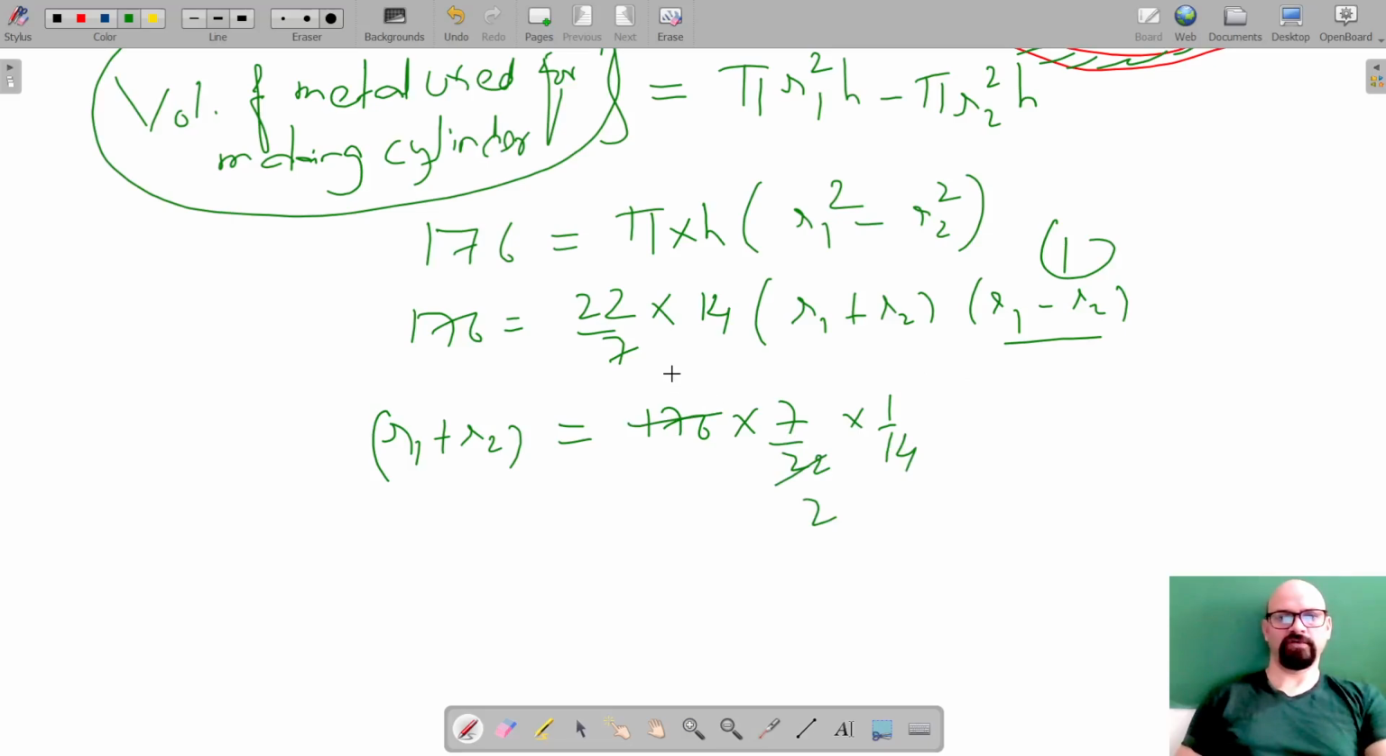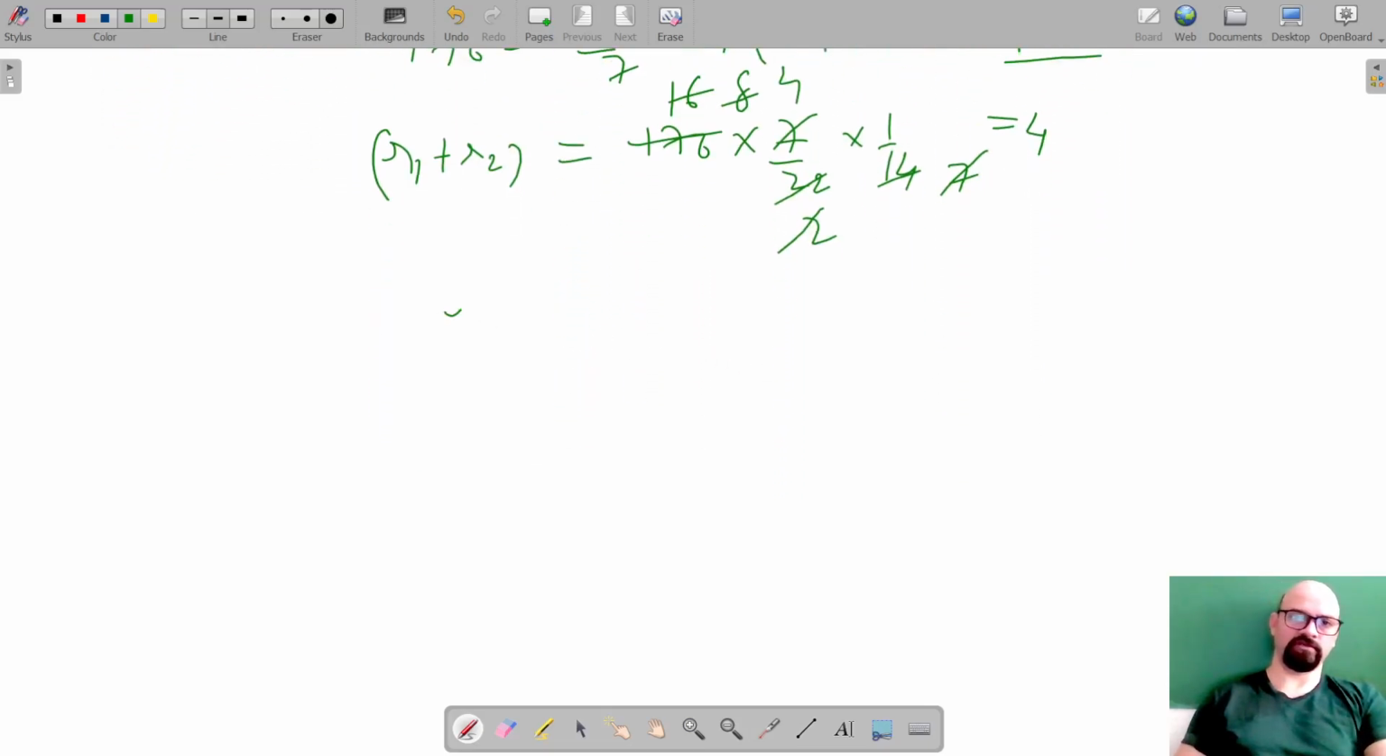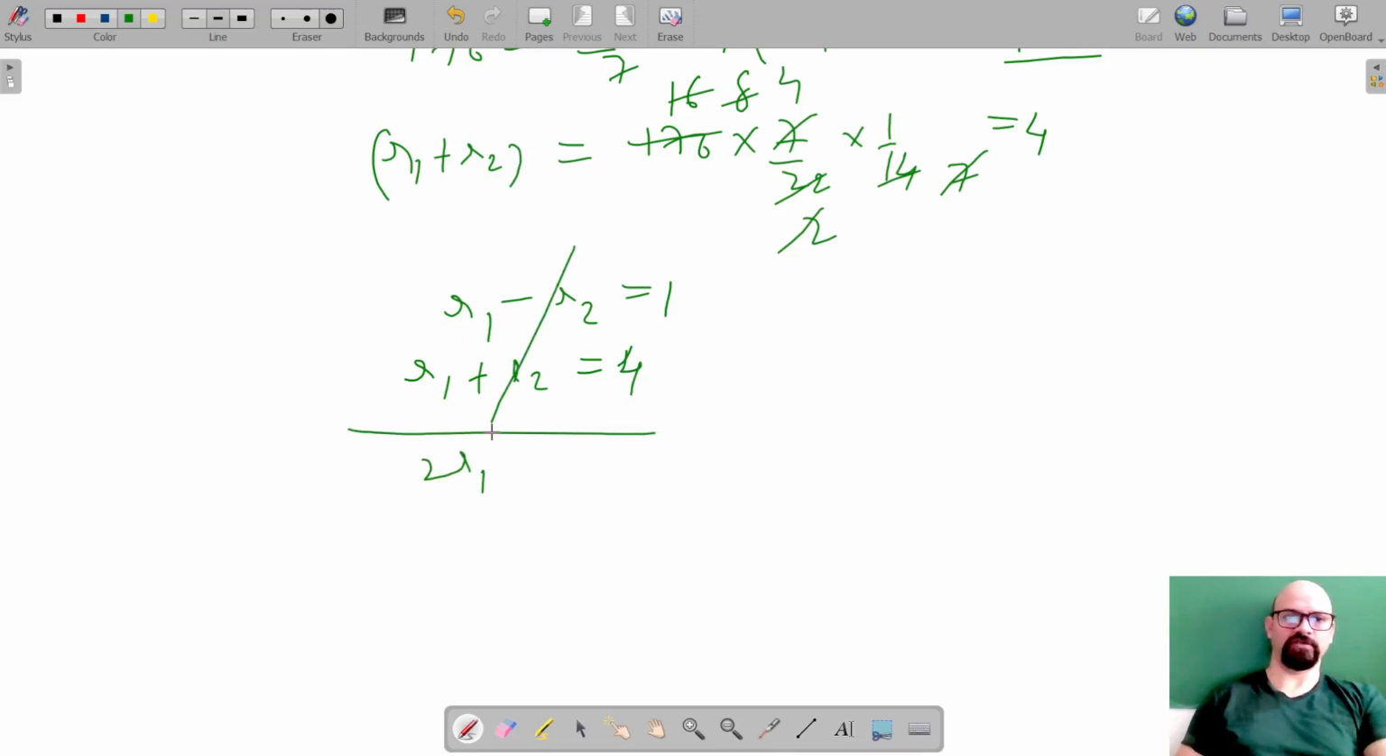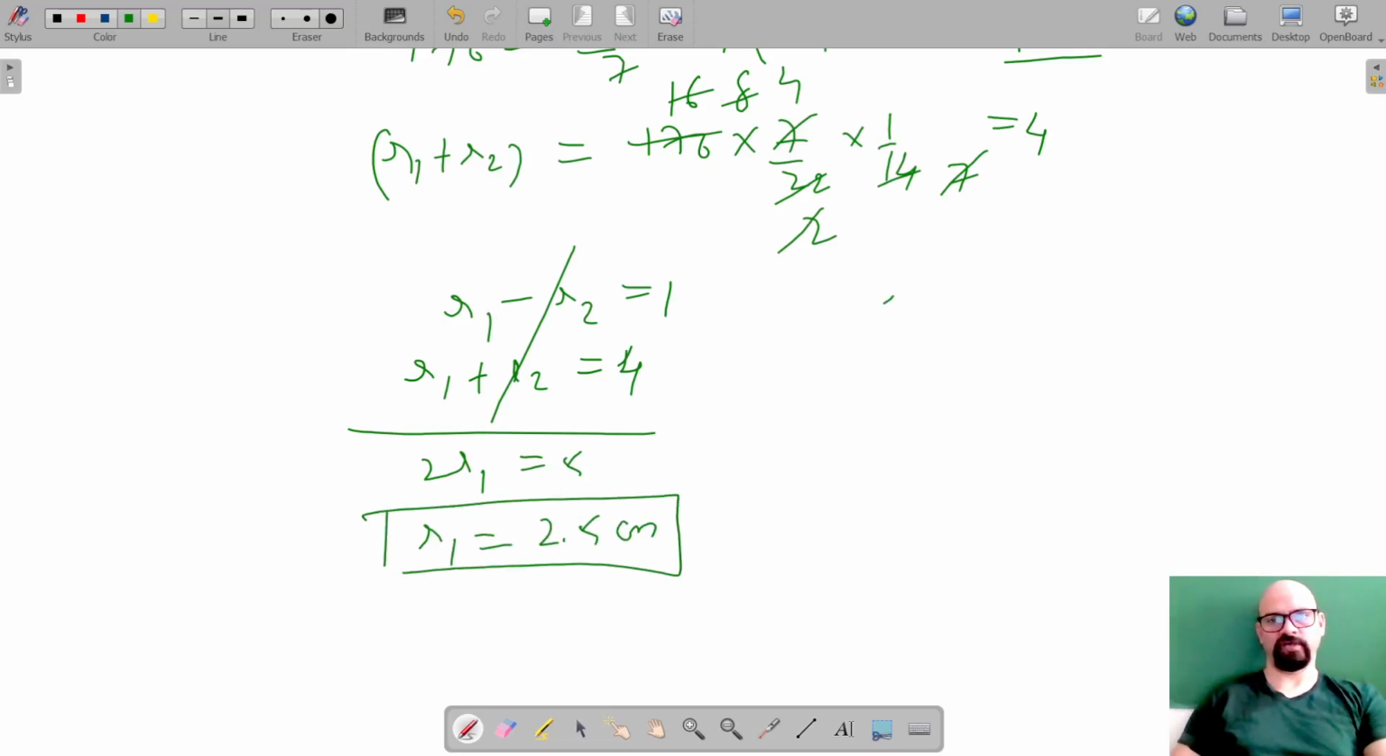So 11 2s are 22, 11 1s are 11, 6, this is 2, 8, and 2 7s are 14, 4, this gets cancelled, so this is 4. Now we have two equations. First is R1 minus R2 is equal to 1, and second is R1 plus R2 is equal to 4. If we add these equations, we get 2R1 is equal to 5, which gives us R1 is equal to 2.5 centimeters. So the outer radius is 2.5.